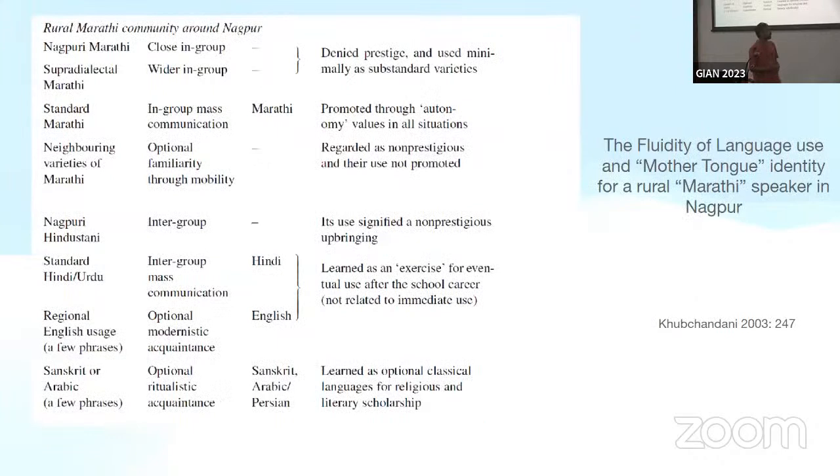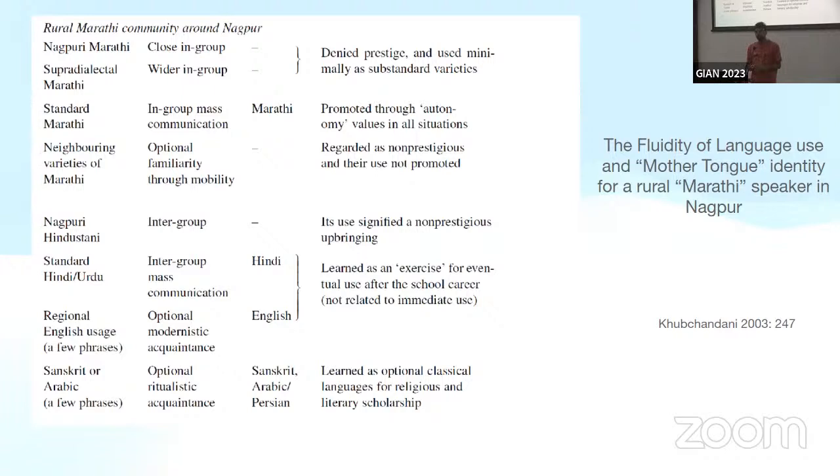So he gives this example here. Just take the example of Marathi in the Nagpur area. There's Nagpuri Marathi, which is the in-group. Then there's a supra-dialectical Marathi, which is that more regional Marathi of that area. And then there's the standard, and the other regional varieties of Marathi. So people have some idea about all of them, and they speak them for different reasons and have different evaluations of them, but they speak them.